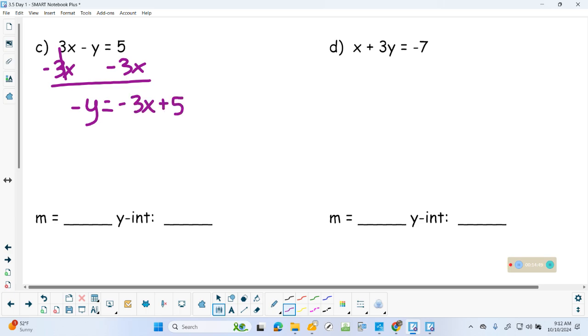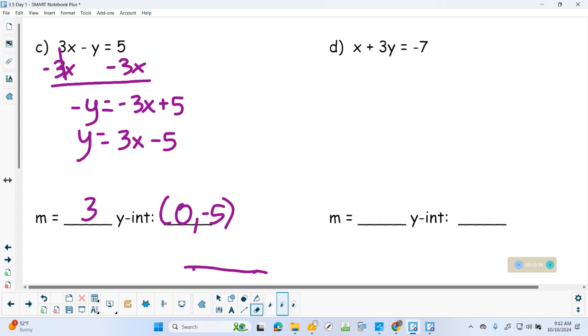Now, what's the easiest way to get rid of the negative off the y? Multiply by -1, which really does what to all the signs? It changes them. So I'm not even going to write times -1. I'm just going to change all the signs. Positive y, positive 3x, minus 5. Let's not overcomplicate it, right? What's your slope? 3, intercept. Got it.